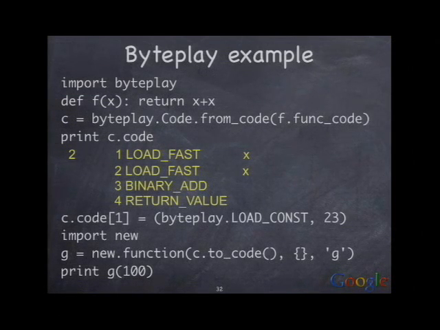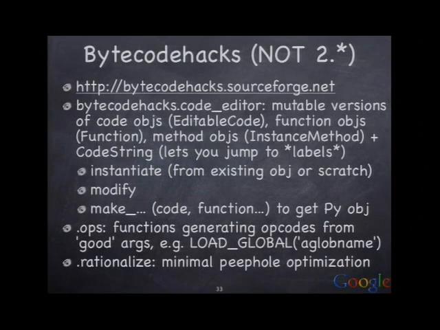The much older and richer one, unfortunately, is old enough that it doesn't support any Python 2.something. It's Python 1.5.2 only. Nobody's ever bothered to port it. It's Michael Hudson's bytecodehacks, which in addition to code objects lets you work at the level of function objects and method objects, and it does a lot of cool stuff for you, including a small but funny peephole optimizer.